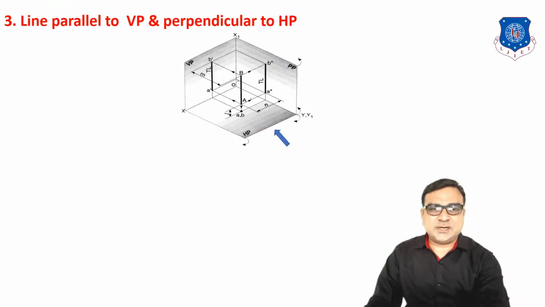So in this figure, you can see this line AB is perpendicular to the horizontal plane and parallel to VP. When you take the projection of line AB on the vertical plane, it is A dash B dash for the front view. The top view is the projection of line AB on the horizontal plane, point AB. And the left hand side view is the projection of line AB on the profile plane, A double dash B double dash.